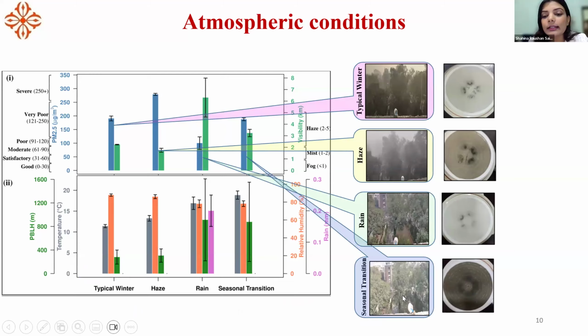Here, rain has occurred, and in seasonal transition conditions, where we have a transition from winter to summer, a comparatively sunny sky is present. The highest loading was observed in seasonal transition conditions, followed by haze, typical winter, and rain.